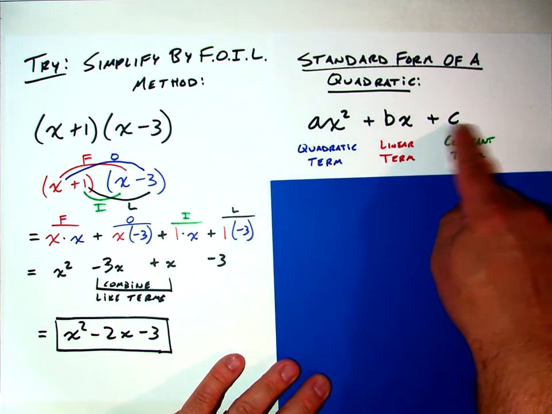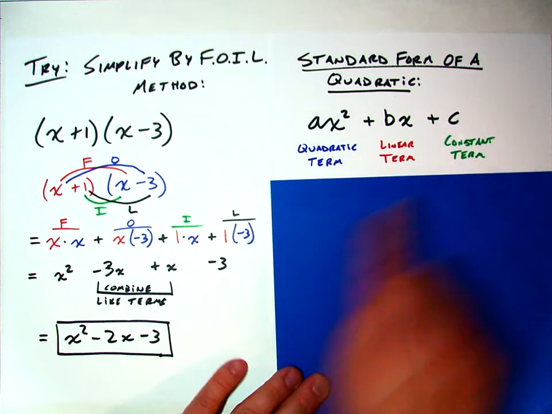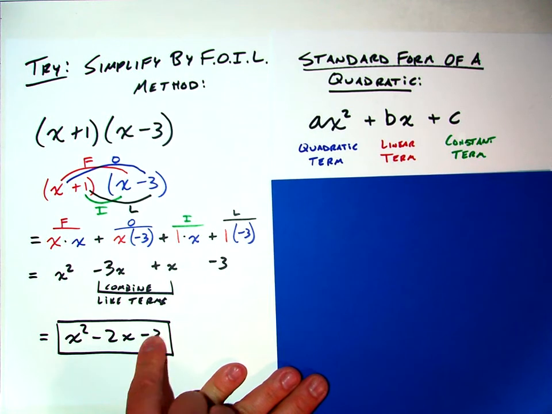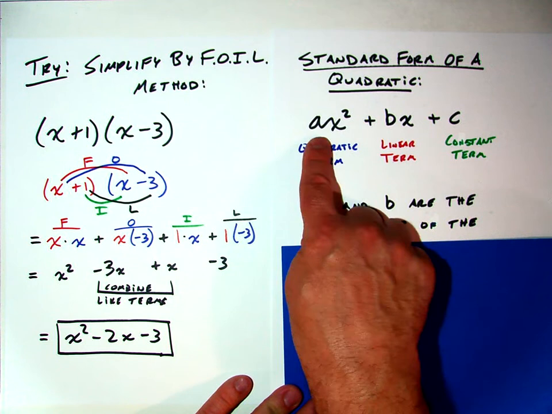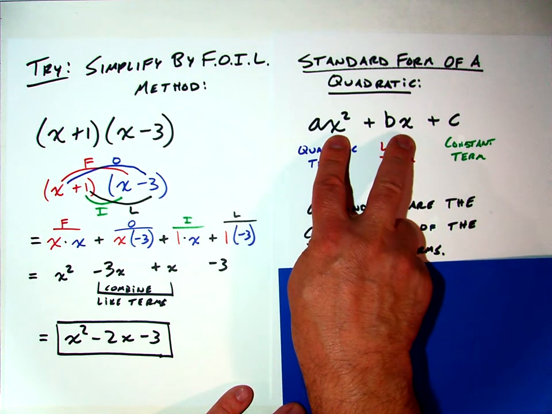The c doesn't have a variable. It remains constant. So like this number here, here's the constant term, negative 3. That's never going to change because it doesn't have a variable. So this is the constant term, it remains constant. A and B are the coefficients of the variable terms. So these are both variable terms. This is a constant term. It's not going to change.